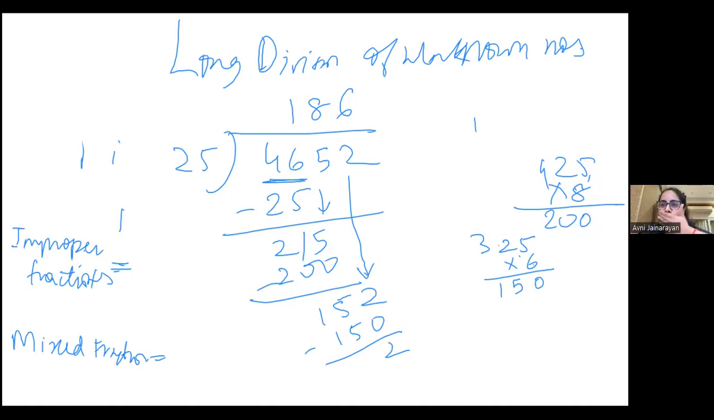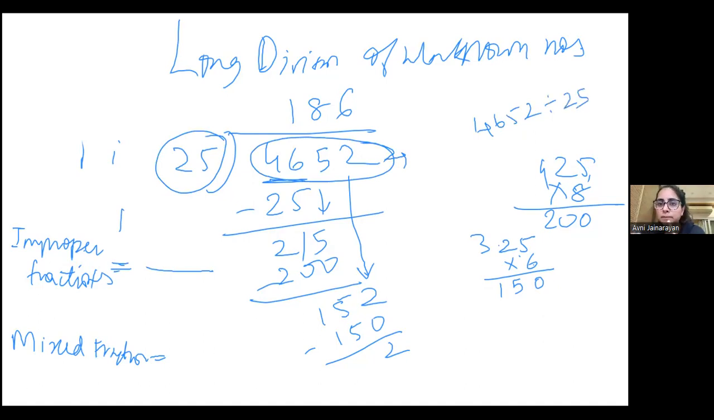But chalo, improper fraction. Fraction will be 186. And improper fractions. Improper fractions. Or is it mixed? It will be 2 by 25. No. So here we have 25 and this is the number. Now tell me. Improper fractions mean numerator is bigger than the denominator and we had to divide this, right? So it was 4652 divided by 25. Now tell me, improper fractions.